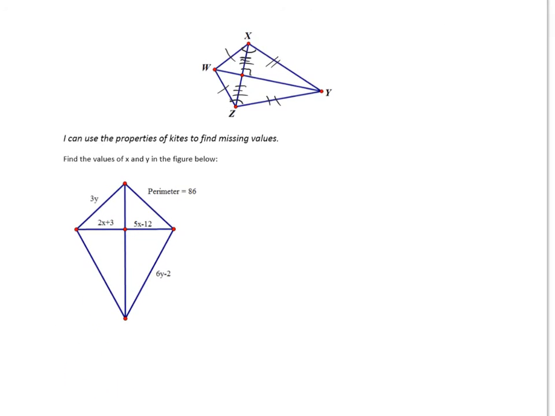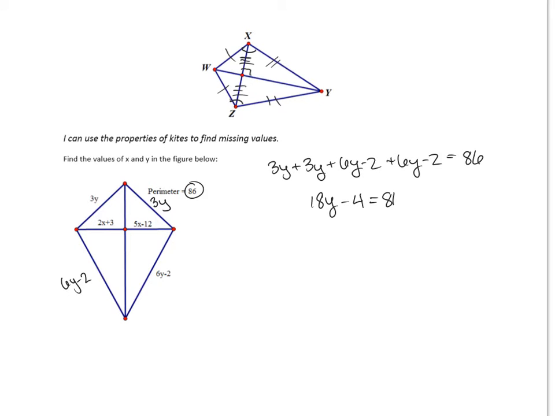Kites are pretty cool. So right here, I want to find the values of x and y, things I can see immediately. If this side here is 3y, then this side is 3y. And if this side is 6y minus 2, then this side is 6y minus 2. They tell me my perimeter is 86, so that means that all of my sides, 3y plus 3y plus 6y minus 2 plus 6y minus 2, must equal 86. So I end up with 18y minus 4 equals 86, or 18y equals 90. So y must be 5. Yeah, y is 5.